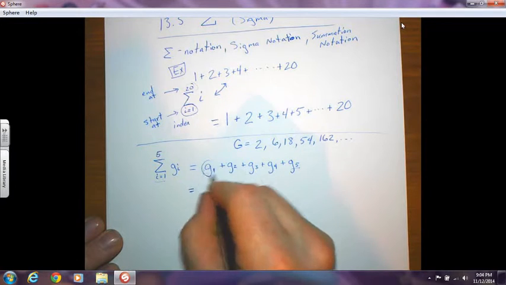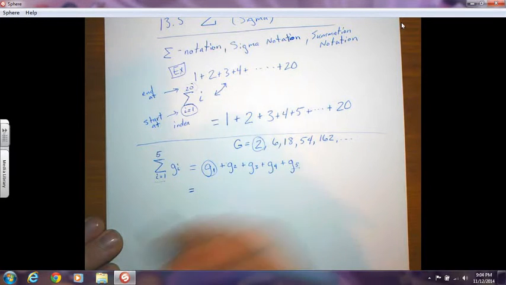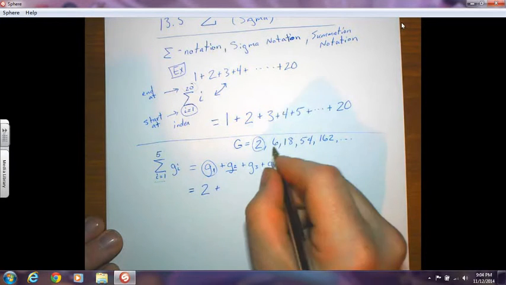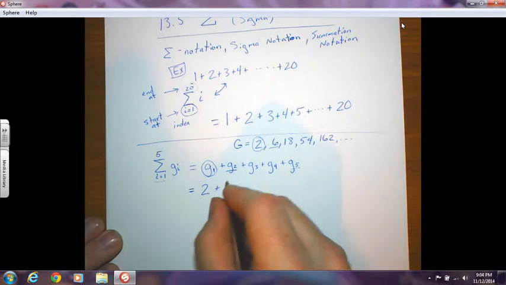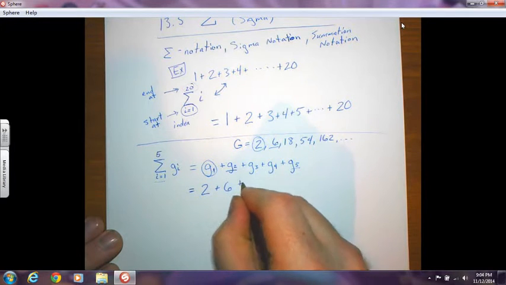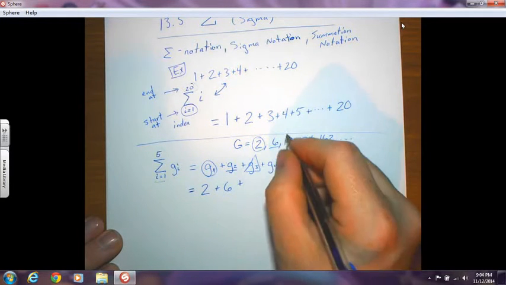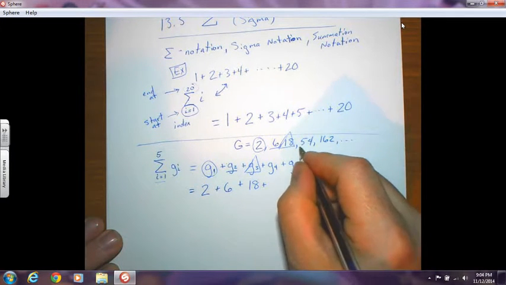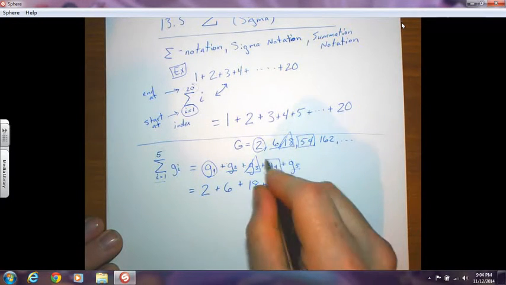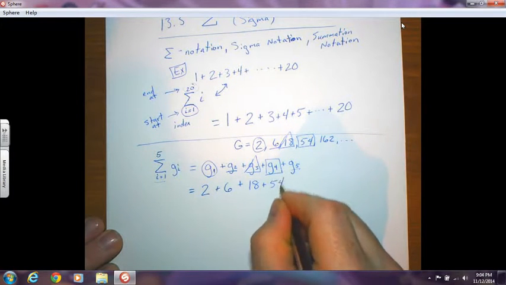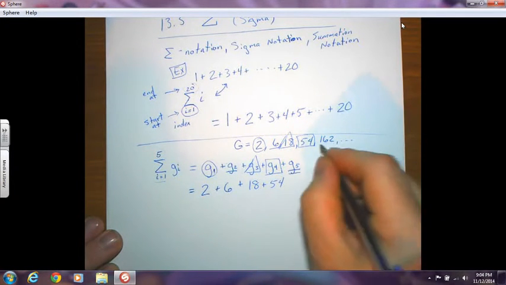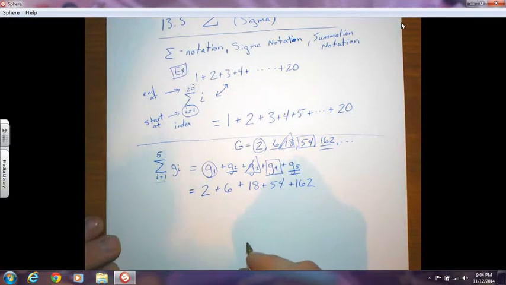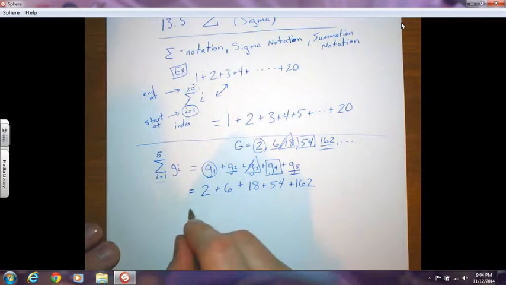And the first term of the sequence just happens to be 2. So I'm going to substitute 2 in there. The second term of the sequence is a 6, so I'm going to substitute in 6. The third term of the sequence is 18. The fourth term of the sequence is 54. And then last, the fifth term of that sequence is 162. So we're going to add these all together now, which is what the sum tells us to do.